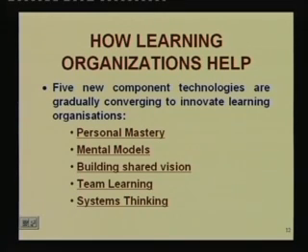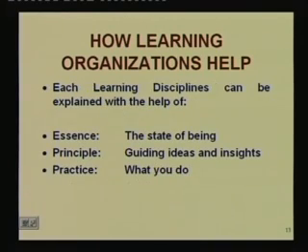Finally, we have understood the disabilities. Now the question is, what should be done? Basically, if we have to develop generative learning and build learning organizations, essentially we have to focus on 5 new component technologies, right, which are converging to innovate learning organizations. These are personal mastery, mental models, building shared visions, team learning, and finally systems thinking. So these are 5 important components of a learning organization. Let us understand them one by one.